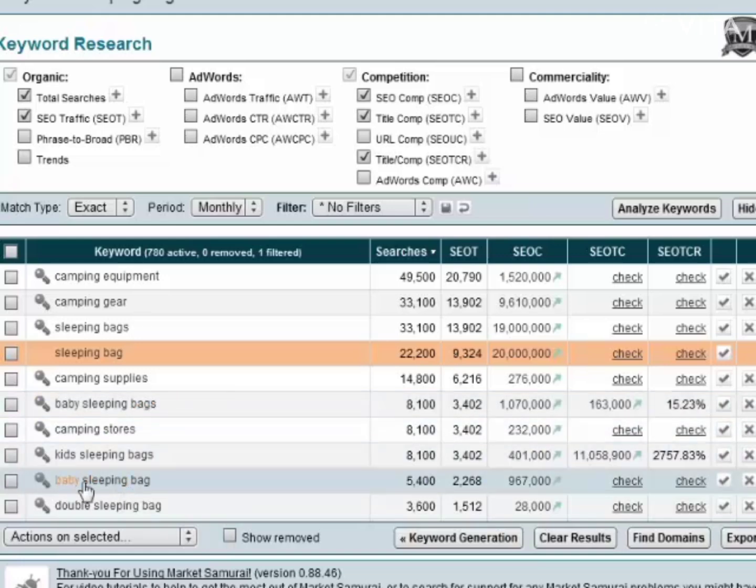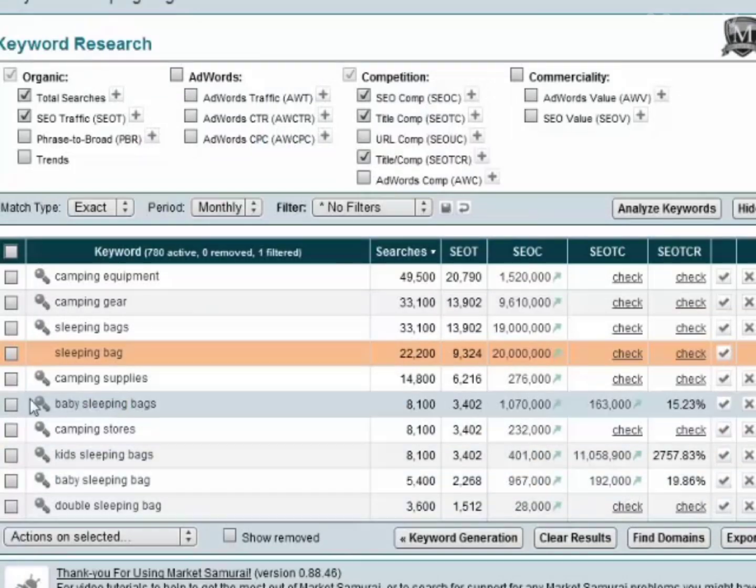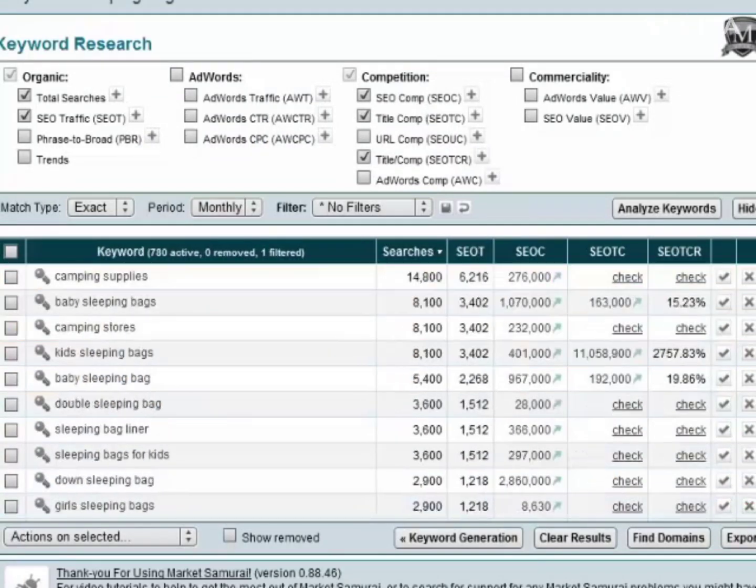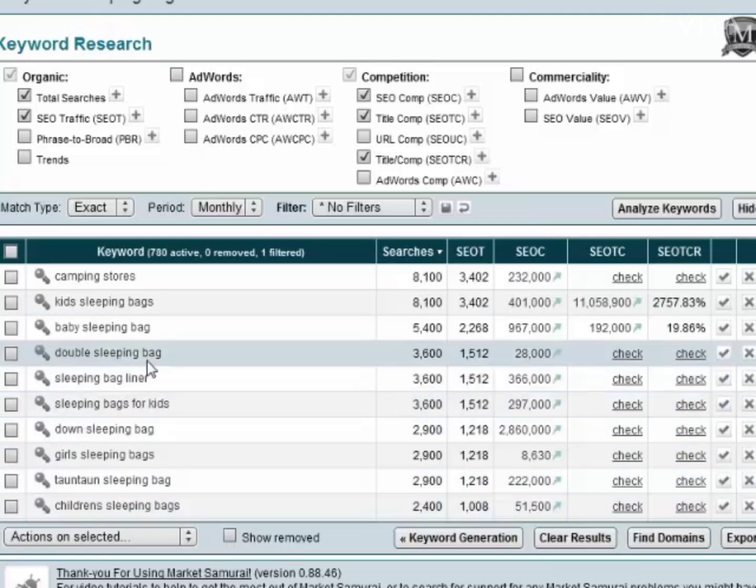We have baby sleeping bag, so that has no plural on it. Let me check that one. And that one's got a little more competition and less traffic. So again, baby sleeping bags is still looking like a pretty good one. Let's keep looking. We have a double sleeping bag. Very low amount of competition, and only 40,000 websites are using that. So another very good one.